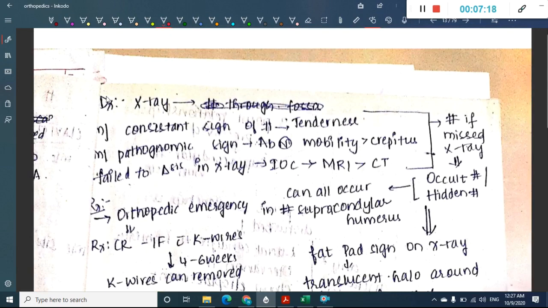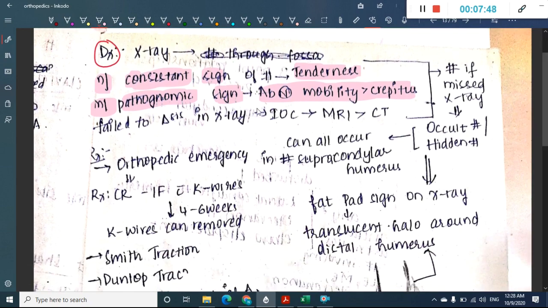Next, what is the diagnosis? You should do an X-ray. If you are asked one-liners: what is the most consistent sign of fracture? The most consistent sign of fracture is tenderness. The most pathognomonic sign of fracture is abnormal mobility, more than crepitus.